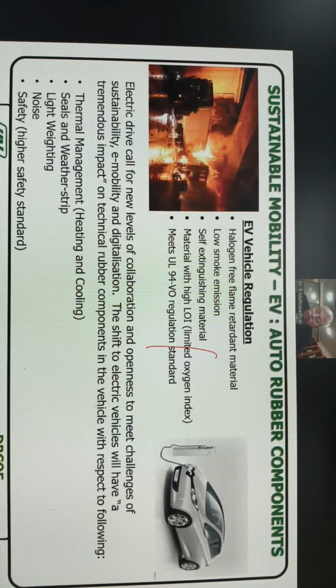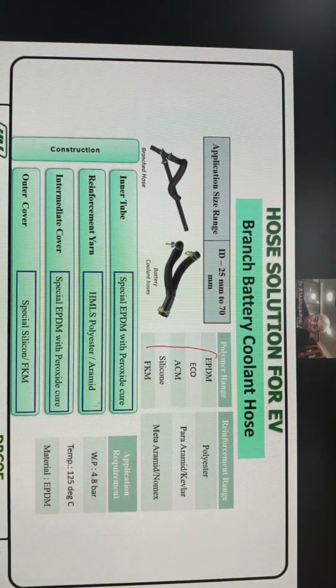94 V0 regulation standard. That means electrical drive calls for thermal management, heating and cooling, especially for seals and weather strips, and light weighting. Mostly the weather strips you are making today have more than 1.1 specific gravity and should be lighter, with a microcellular structure. Then for noise as well, higher safety standards are required. A simple example: I'm considering the hose solution for EV.